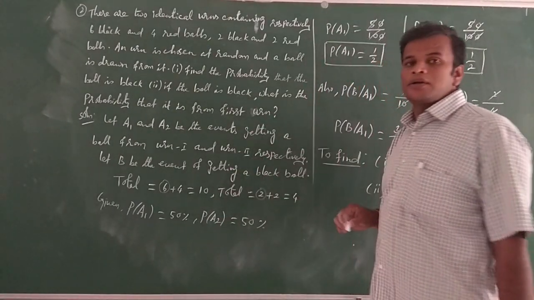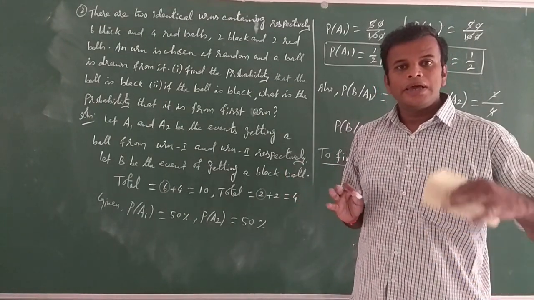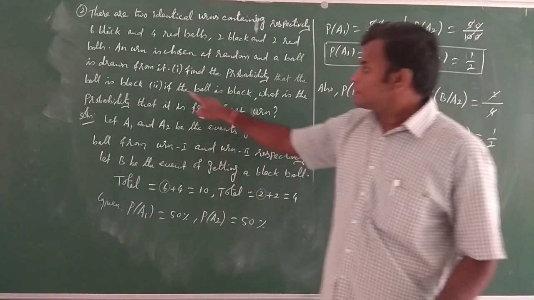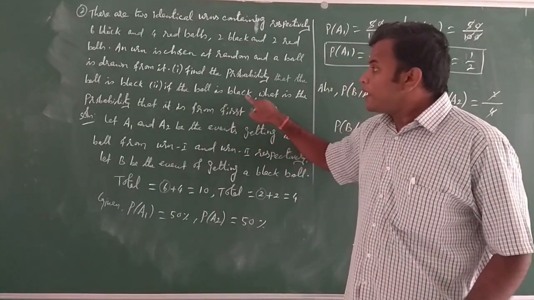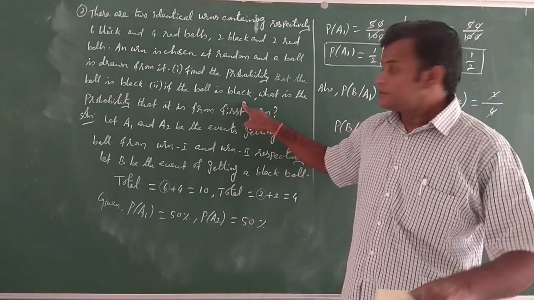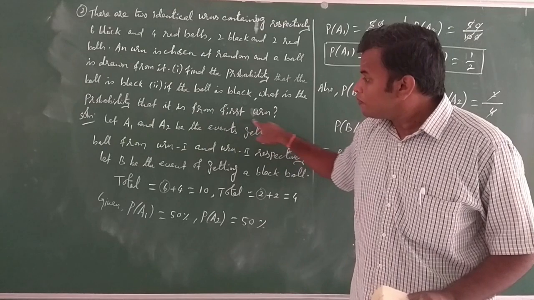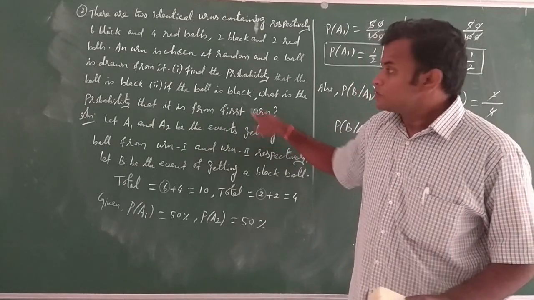Second one, I give one clue. It's a conditional probability. One event has already happened. Second submission: if the ball is black, we already assume the ball is black. What is the probability that it is from the first hand? So it's a conditional probability.